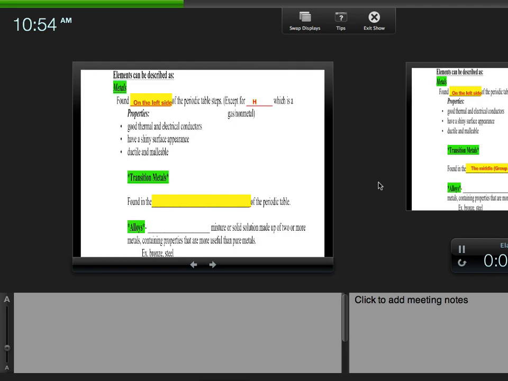Now you have your transition metals. Where are your transition metals? They are found on the left side of the steps, but where on the left side of the steps? In the middle. I want you to also write group 3 through 12.